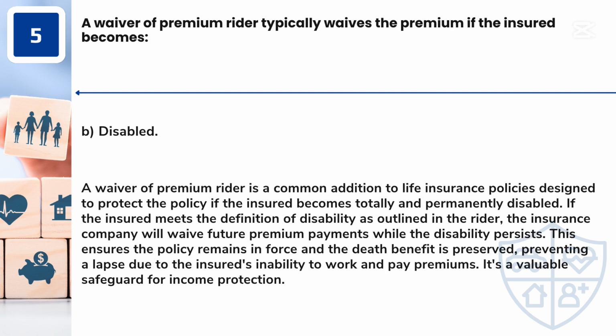Answer: B. Disabled. A waiver of premium rider is a common addition to life insurance policies designed to protect the policy if the insured becomes totally and permanently disabled. If the insured meets the definition of disability as outlined in the rider, the insurance company will waive future premium payments while the disability persists. This ensures the policy remains in force and the death benefit is preserved, preventing a lapse due to the insured's inability to work and pay premiums. It's a valuable safeguard for income protection.